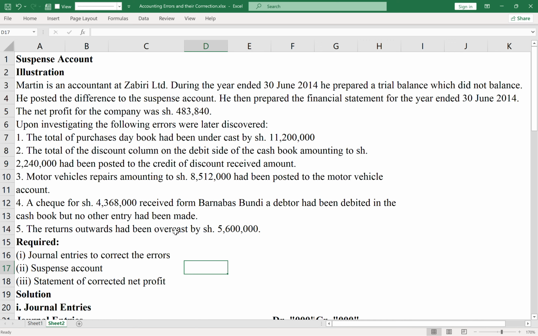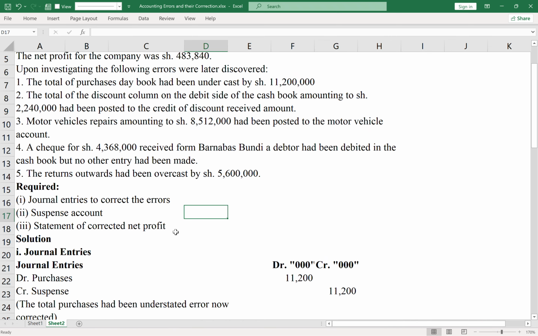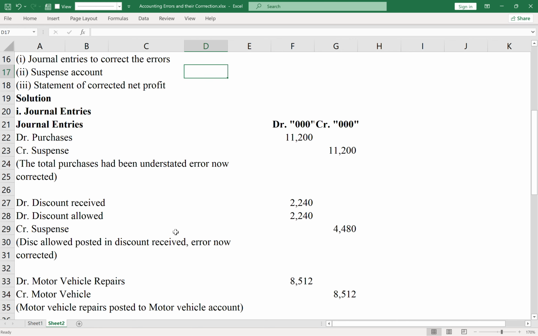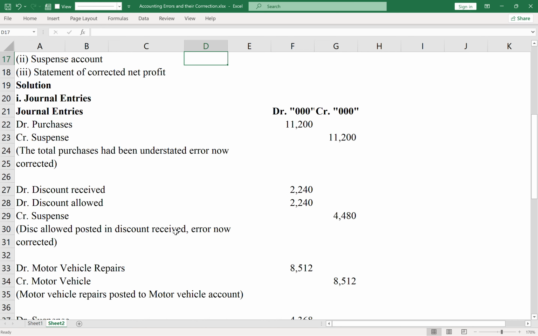So let's continue. We have the solution. We are going to start with the journal entries, beginning with the first one. We are told the total of the purchase day book had been undercast. So the purchase was undercast by 11,200. We debit that, then on the credit we put the suspense account of the same amount. So here the total purchase had been understated. The error has now been corrected when you use the suspense account like that. So we credit the suspense, we debit the purchase.